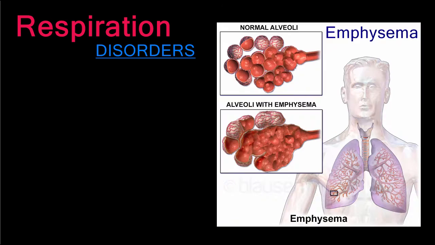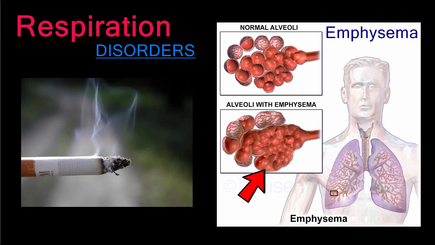Emphysema occurs when the alveoli become large and break down. This causes a decrease in the amount of air the lungs can hold. A person with emphysema experiences shortness of breath with even the slightest activity. Smoking is considered one of the causes of emphysema.